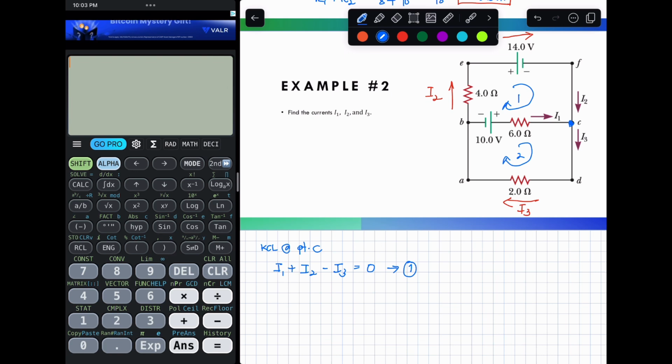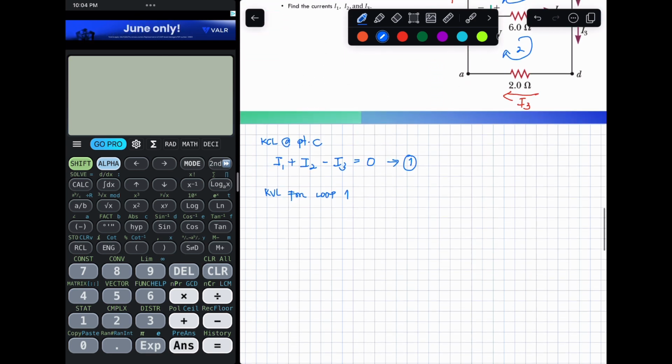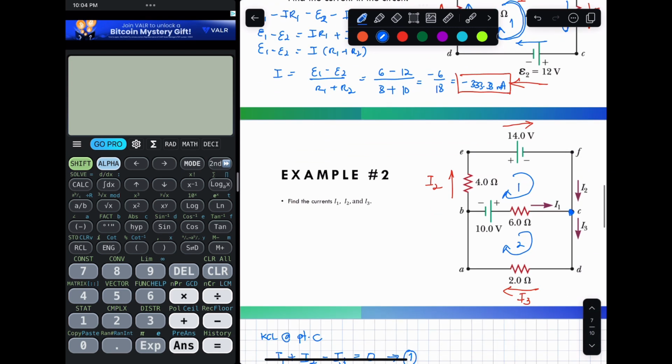And then for my equation number 2, I can apply KVL for loop 1. So I'll start with the 14 volts. If my loop is clockwise, and it goes in at the positive terminal and then goes out at the negative terminal, that makes it negative 14 volts. So I'll start with this one.